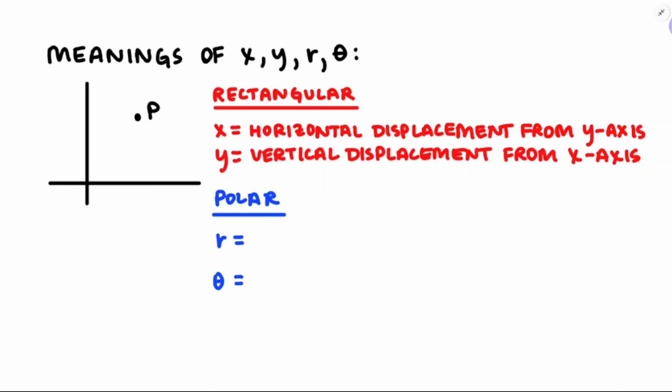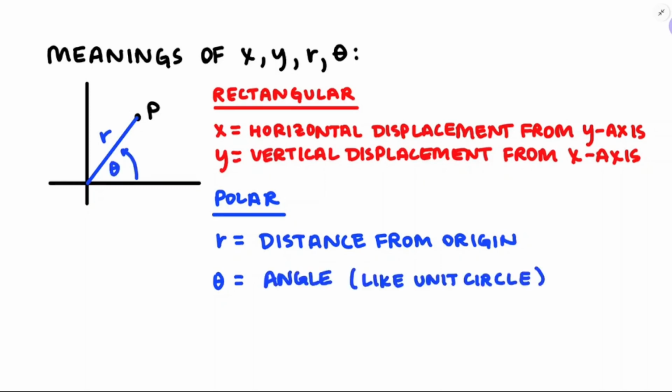Now in polar coordinates, we're thinking more radially, from the origin to the point: what direction and how far. So r, like the radius, is the distance from the origin, and theta is the angle, like it works in the unit circle. What I told people in my class is you already know how theta works. That's probably the one thing you're going to be most familiar with when we talk about polar coordinates.